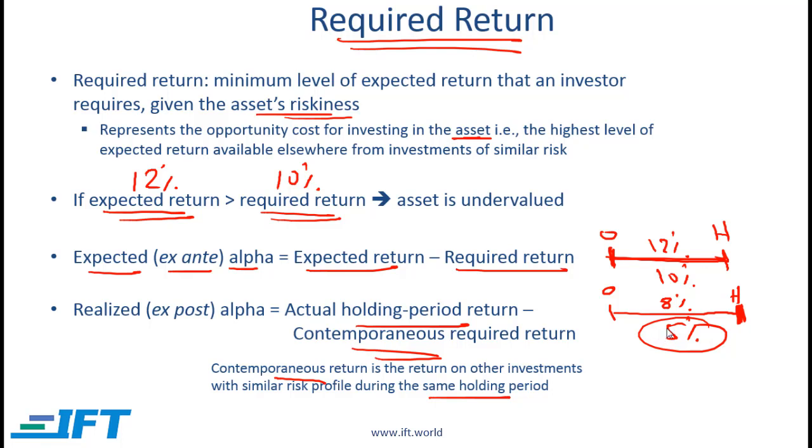The realized ex post alpha then is 8% minus 5%, which is 3%. And when investment managers are measured, when we look at their performance, we look at the realized or ex post alpha. So this is a measure of the manager's investment skill.